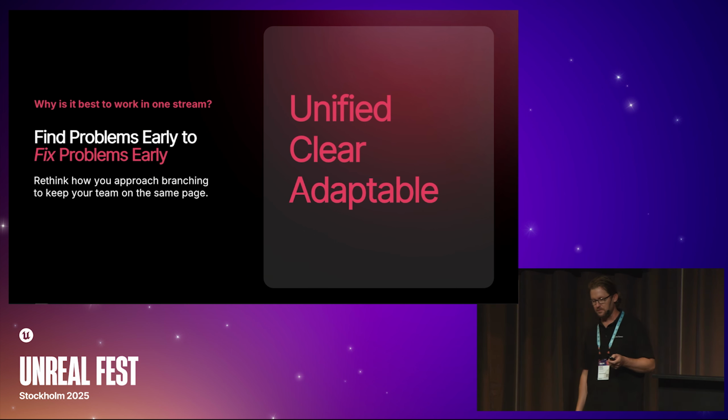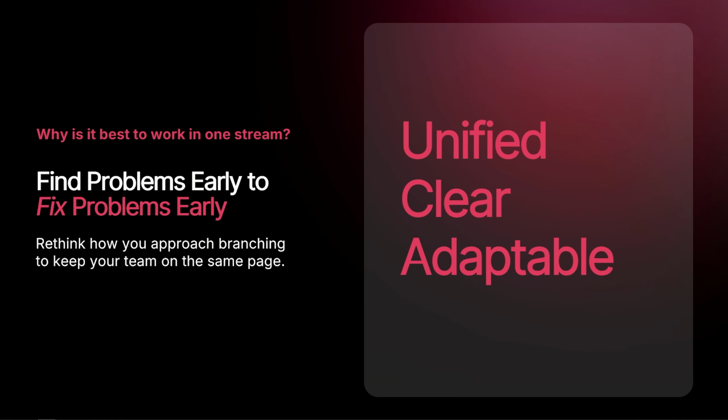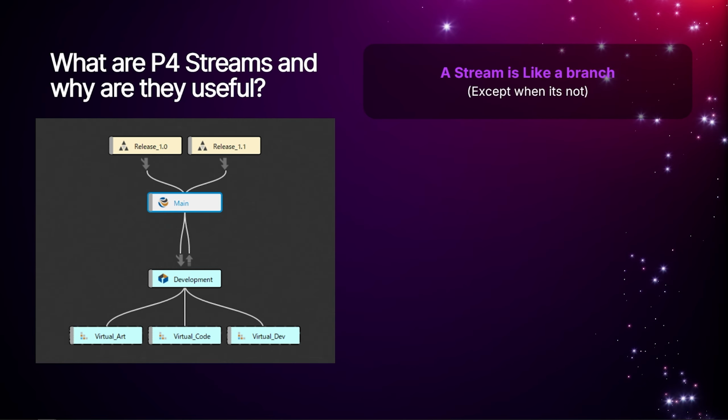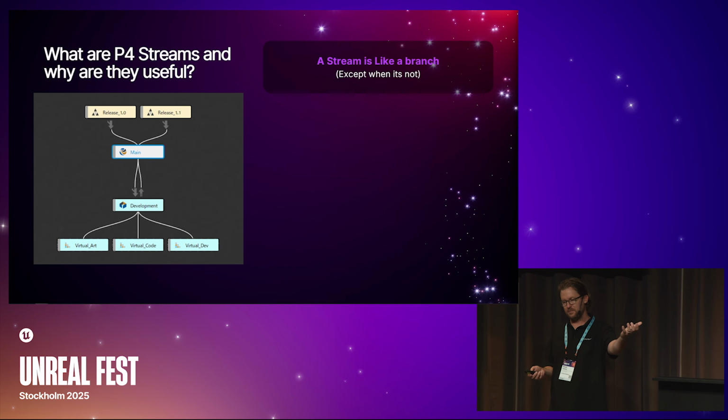I'm going to move on to branching and streams. So let me just go with where you usually start and why streams are useful. Number one, a stream is like a branch, except when it's not. And the except when it's not part is things like import, import plus, being able to basically bring in content from another part of the depot into your stream. Also, we have functionality called stream components, where basically one stream can import another stream. So it's like a branch, just with a little different flavor.